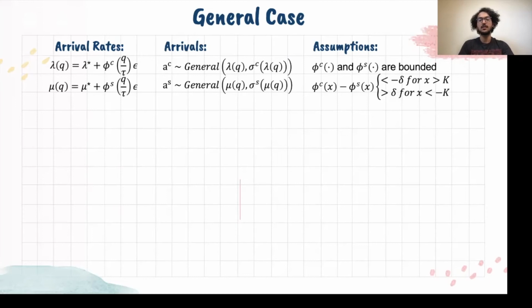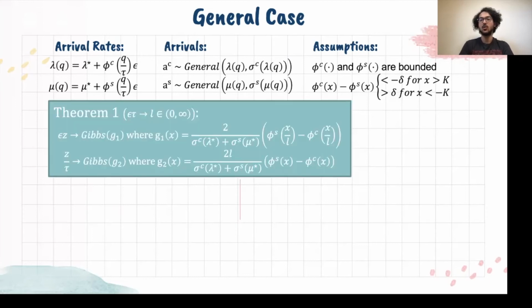We first present the result in the case when epsilon tau converges to a constant. We show that the scaled imbalance converges to a Gibbs distribution, also known as Boltzmann distribution. The function that defines the Gibbs distribution depends explicitly on the mean and variance of the arrivals, similar to the limiting result on a GI/G/1 queue.